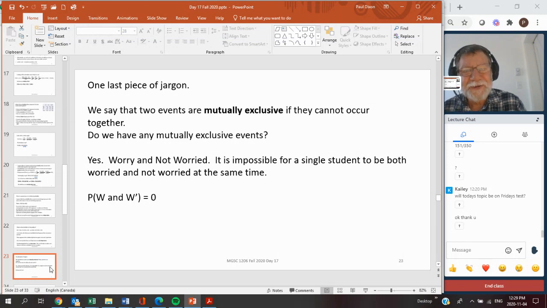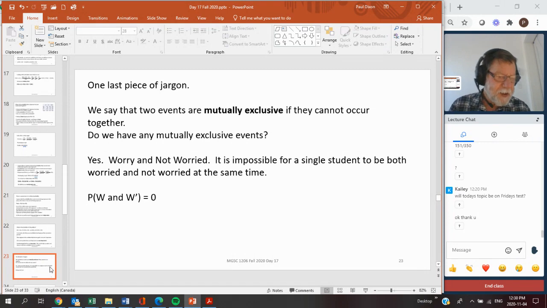Many students get confused on what this is, but it does crop up, and you may see it in a stats course or in a discussion of probability. It's called mutually exclusive, and it's simple. If two events are mutually exclusive, it means they cannot occur at the same time. You can't be worried and not worried. You're one or the other. You're yes or no. Those are mutually exclusive events.